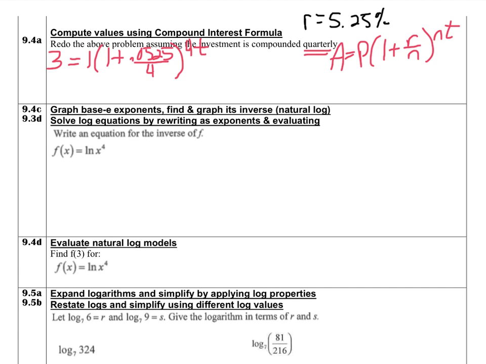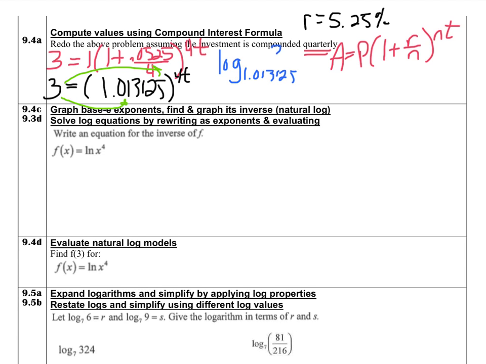So let's just simplify this first part of the equation, and here's what you're going to get. And it looks like this. Now, I just actually dropped the 1 because anything times 1 is just itself. So this is actually an exponent by itself. The last thing we need to do is rewrite it as a logarithm. So what it's going to be is log base 1.013125 of 3 equals this. It might look kind of weird, but just write it. So log base 1.013125 of 3 equals 4t.